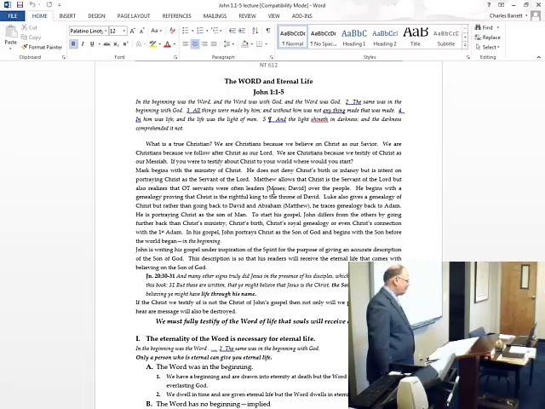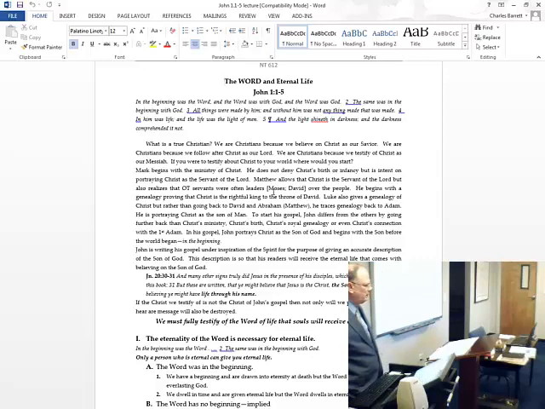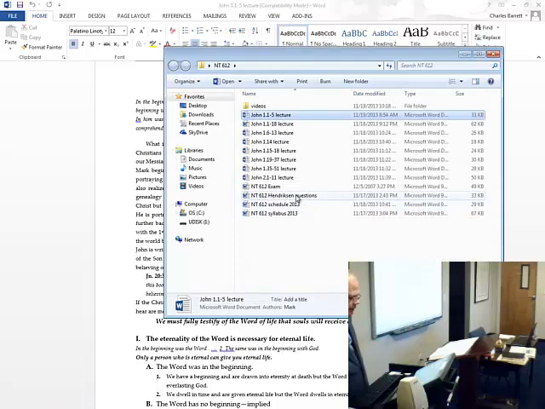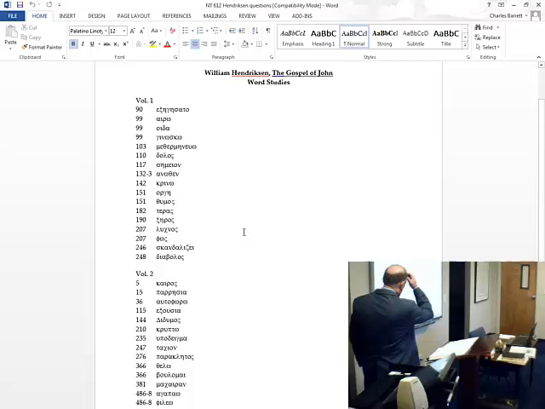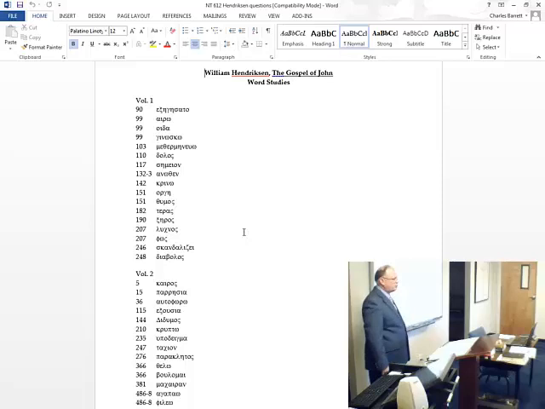Turn, if you would, to John chapter 1. Actually what we need to do is begin our introduction material, and I just skipped over it. Let's do this. Let's first make sure there are no questions on Hendrickson. These are the words for studies that you're going to be doing. These are page numbers according to my volume. I'm assuming they're the same as yours, but I could be wrong sometimes. Very good. So we're okay that way.